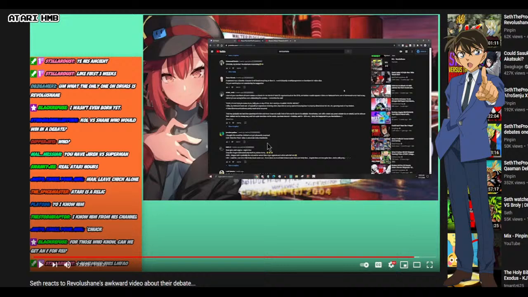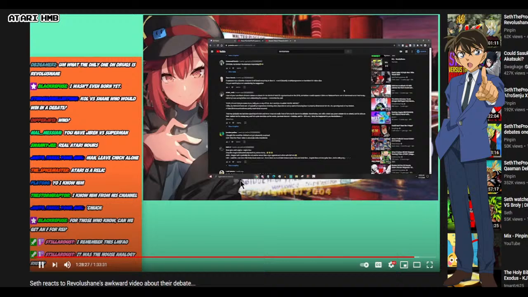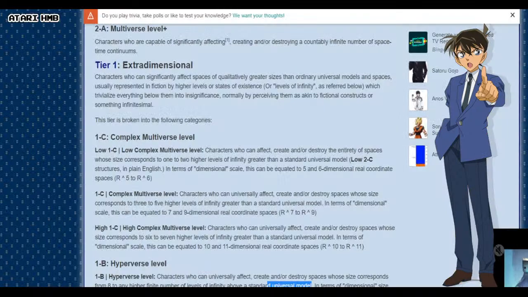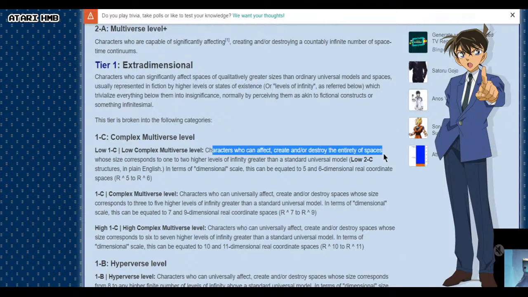That, I can concede, was ignorance on my part. I'm not going to act like I know everything. But that example is not what I'm talking about in this comment. Make your house level because you destroyed the pillars. Furthermore, I did say traveling to the sixth dimension was at that point, because characters who can affect, create, or destroy the entirety of spaces.